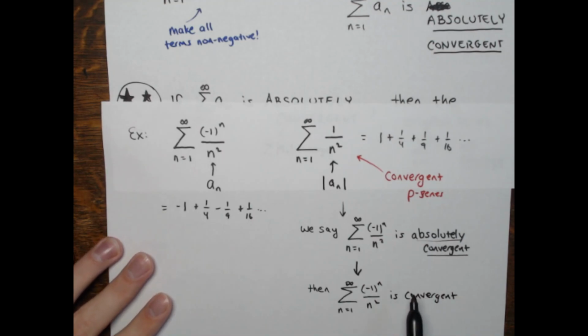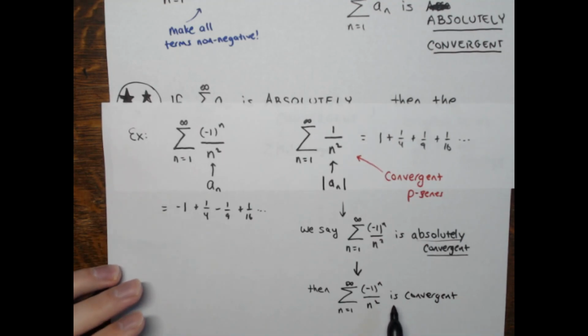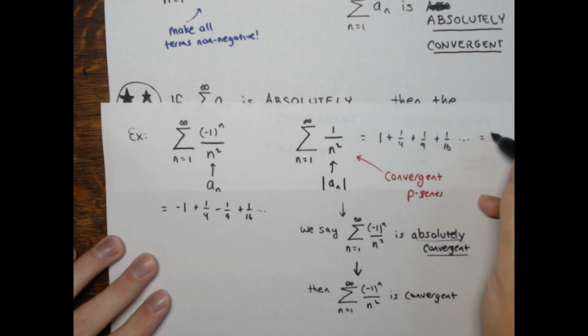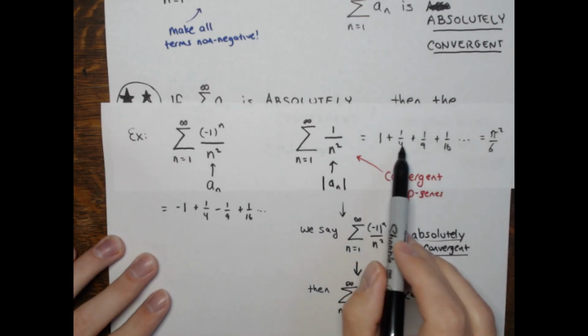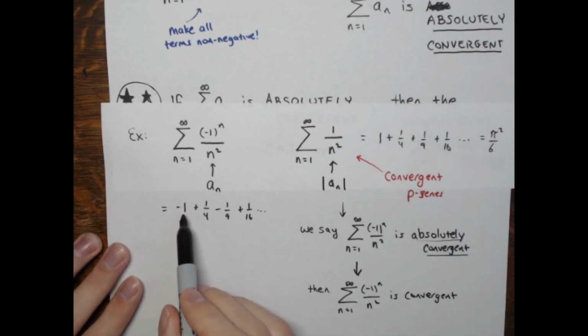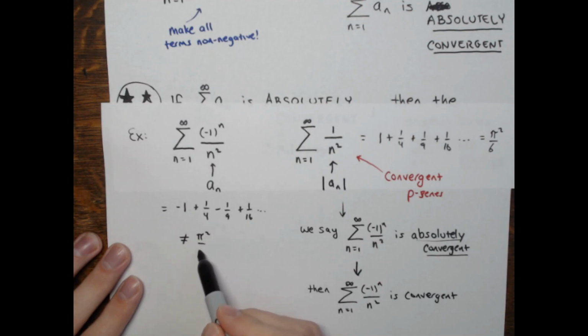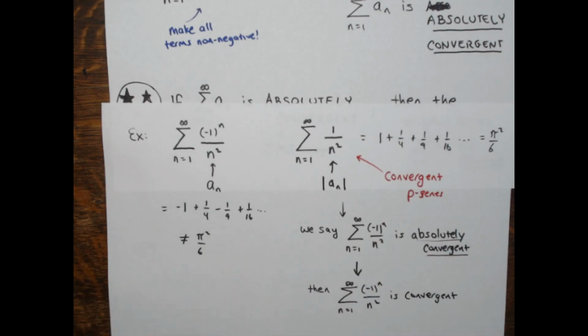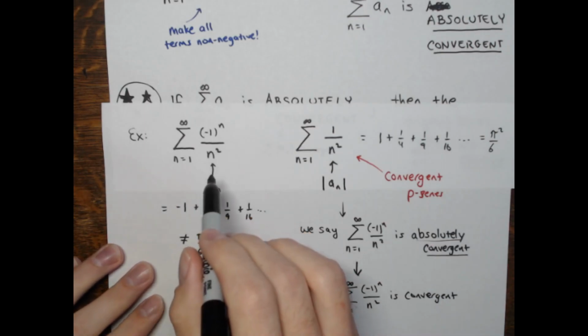Now again, that doesn't mean they converge to the same thing. This sum up here converges to pi squared over 6. That's a famous result. If you were to add on more and more of these terms, it'll get closer and closer to the value pi squared over 6. This sum here does not converge to pi squared over 6. They'll converge to different stuff, because this has no negative terms, while this has infinitely many negative terms. But it will still converge.